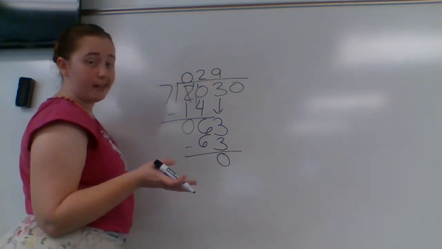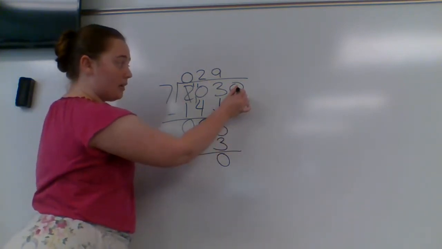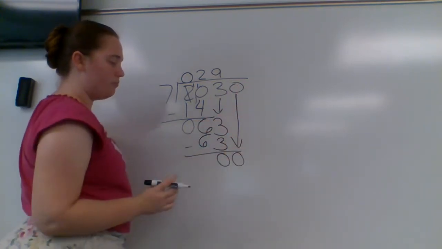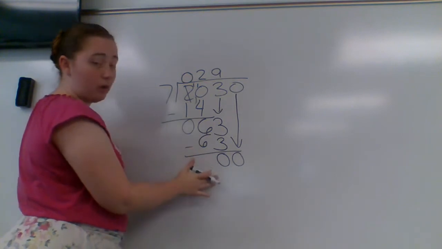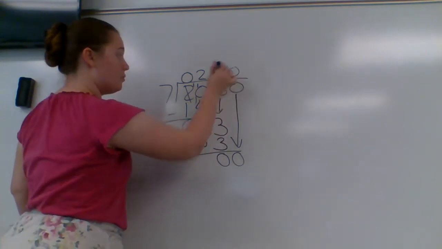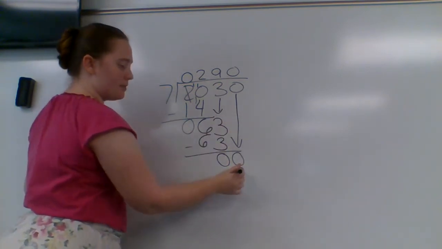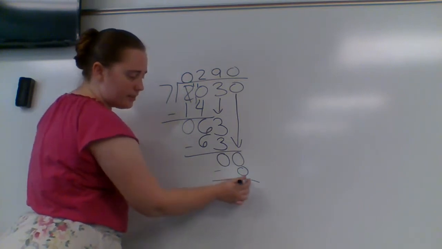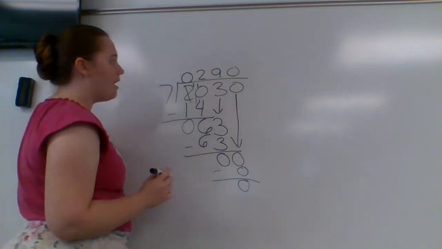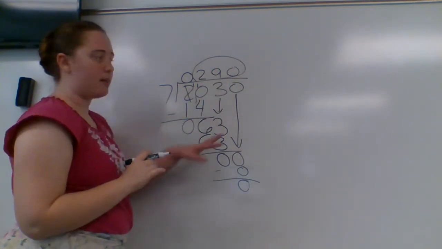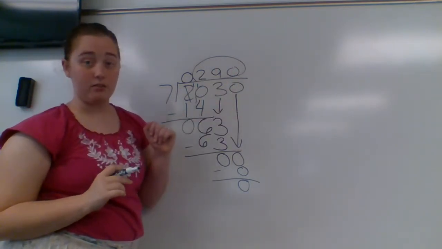And my next step is to bring down this 0. So bring down a 0, and I have 7 will go into 0 times. So put a 0 right there. 0 times 7 is 0, subtract, and 0 minus 0 is 0. Very good. And my answer is 290, and make sure you don't forget to check that as well.